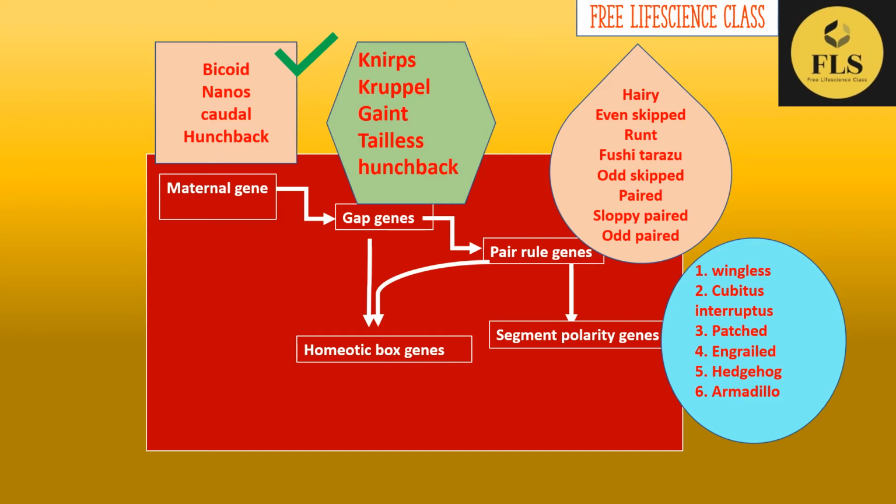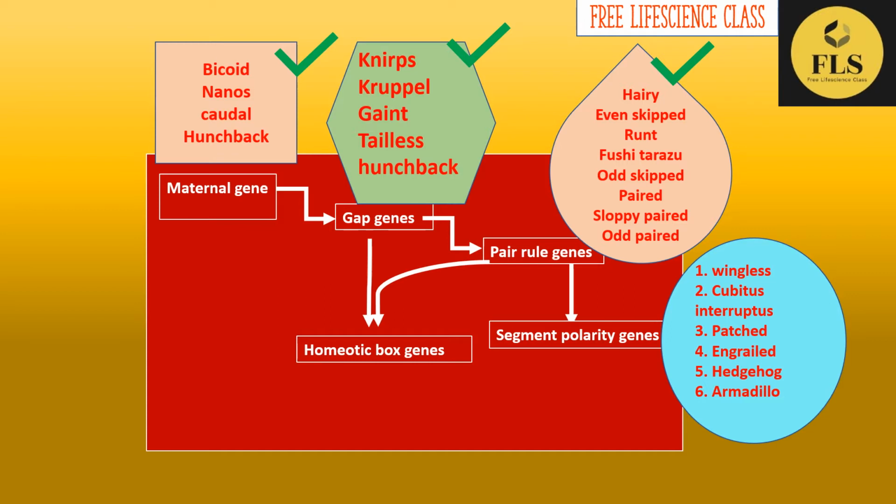So we have seen the gap genes, that is knirps, Krüppel, giant, tailless, hunchback, everything, which help in the polarity of the embryo, that is, they form a broad band in the embryo. Next are the pair rule genes, and they help in pattern formation, and there are genes like hairy, even-skipped, runt, fushi tarazu, odd-skipped, paired, sloppy paired, and odd-paired. We have completed that also.